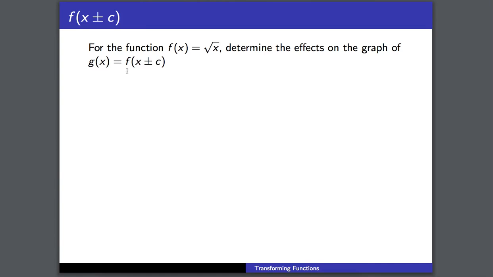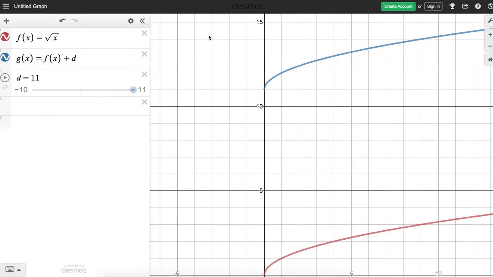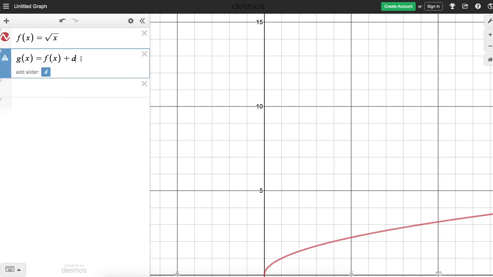All right, now let's see what happens if we add or subtract a number inside the function. So I'm just going to get rid of some of this here.